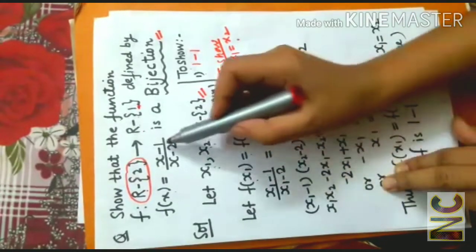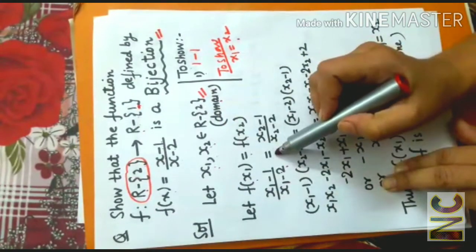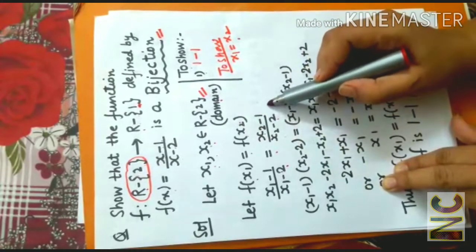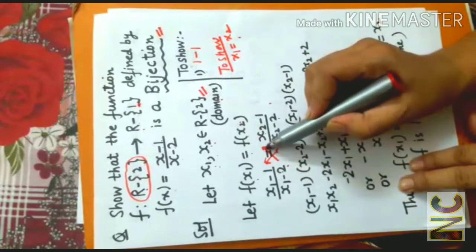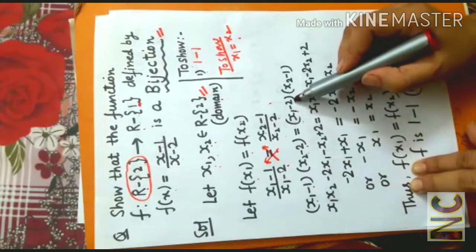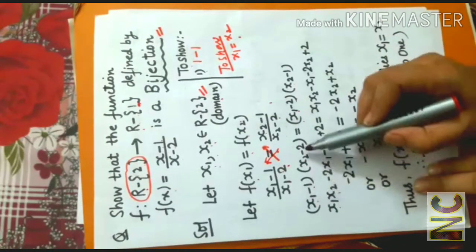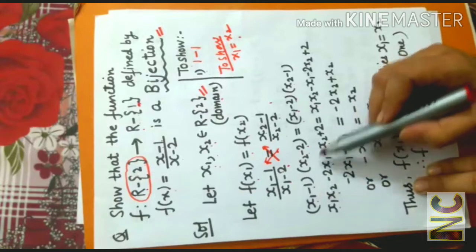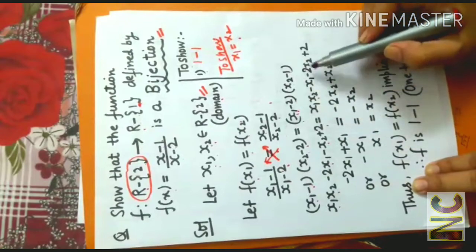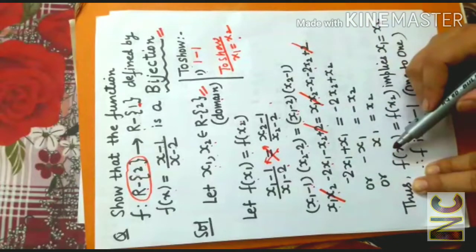So f(x1) will be equal to (x1 minus 1) over (x1 minus 2), equals f(x2), which is (x2 minus 1) over (x2 minus 2). Now cross multiply. So (x1 minus 1) into (x2 minus 2) equals (x1 minus 2) into (x2 minus 1). Open the brackets: x1x2 minus 2x1 minus x2 plus 2, and this is x1x2 minus x1 minus 2x2 plus 2. This will get cancelled out. This will get cancelled out.